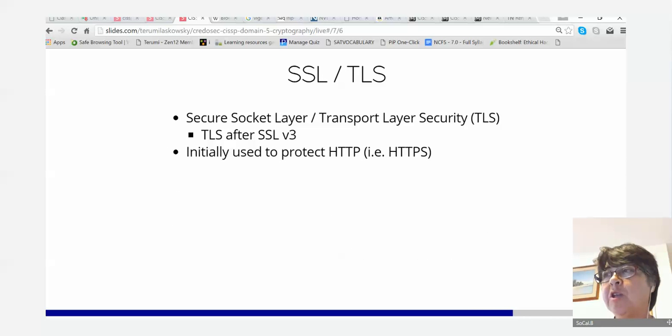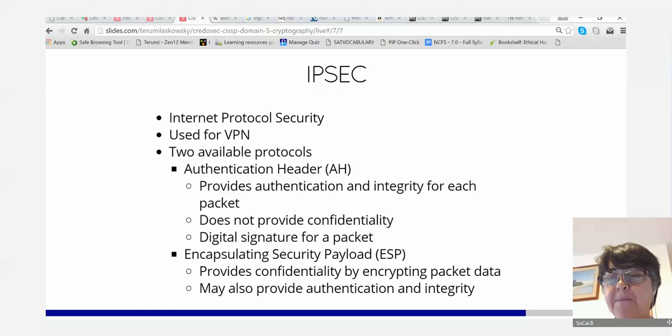Okay, so we talked about SSL. We actually talked about TLS. So secure socket layer, transport layer security, TLS, initially used to protect HTTP, HTTPS. We kind of talked about the story of Netscape. So you already know that one. Okay. In fact, there are several more slides for this.